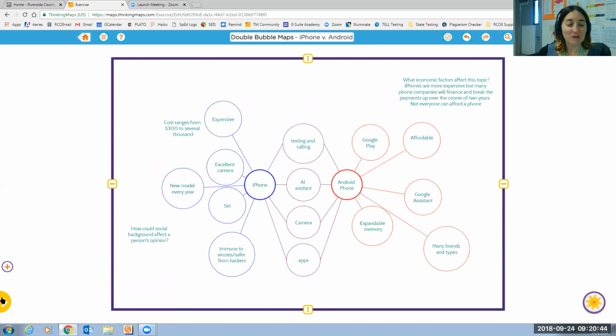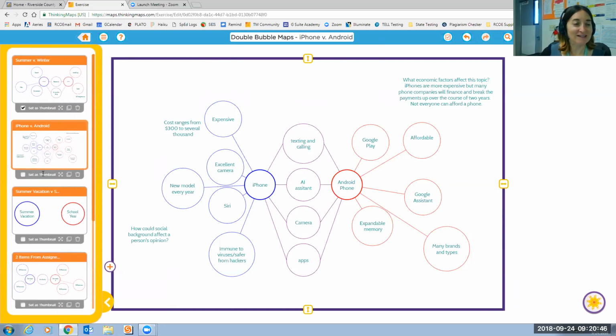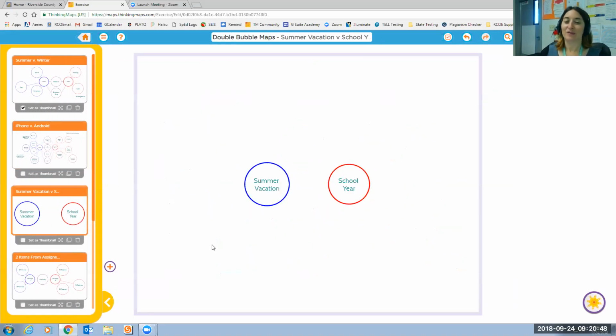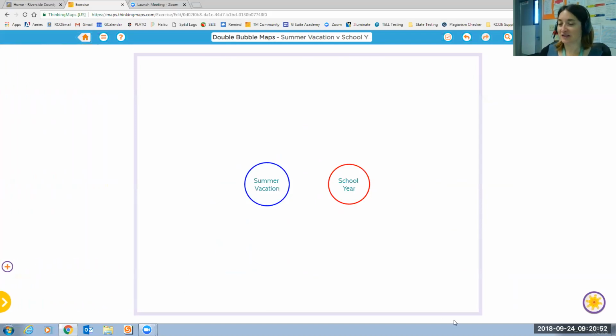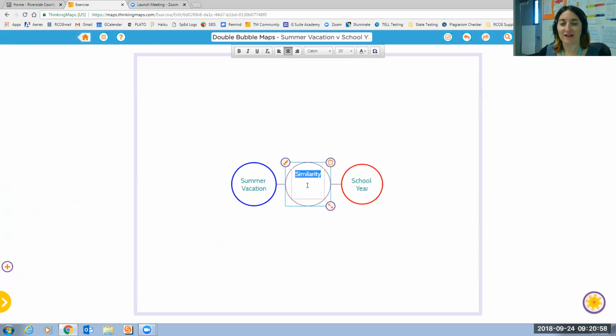All right. So the next map we're going to make is we're going to talk briefly about summer vacation versus the school year. I want to remind you, similarities go in the middle. So what might be a similarity between school year and summer vacation? I'm going to say the month of August, because in the month of August, we have both vacation and school. So I'm just going to put August on here.